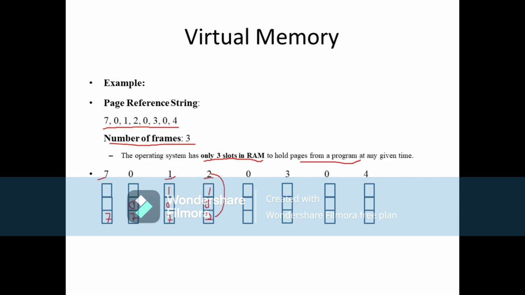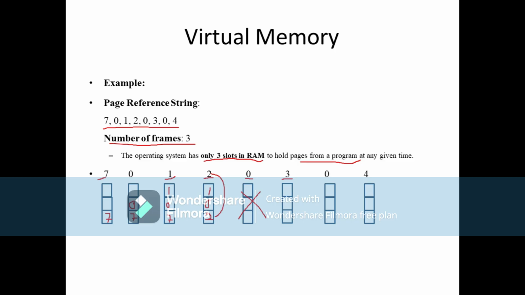Let's go to the next reference page. The next reference page is page number 0. Page number 0 is already present in the frame, so no page fault occurs. The next page demanded is page number 3. In the frames we have page number 1, page number 0 and page number 2. So there is no free frame to load page number 3, and there is a page fault.